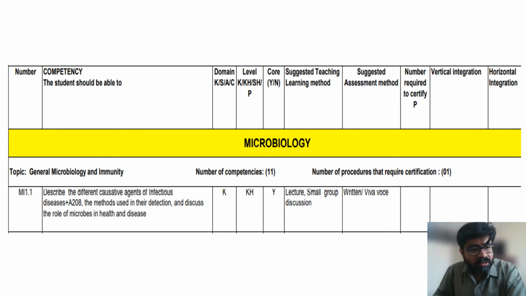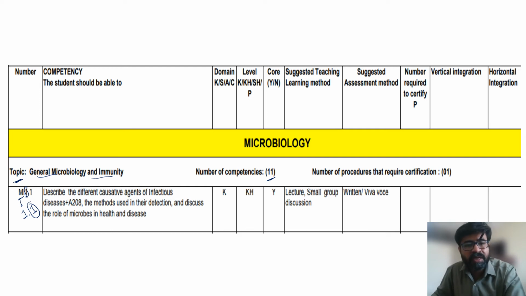Just to understand this, here MI means microbiology. It's the short form or the code given for microbiology. The first number, 1, belongs to the first topic, which is general microbiology and immunity. So MI1 means the first topic of microbiology, related to general microbiology and immunity. In that topic there are 11 competencies, which will be mentioned after 1.1. This point 1 means this is the first competency under general microbiology and immunity, right?